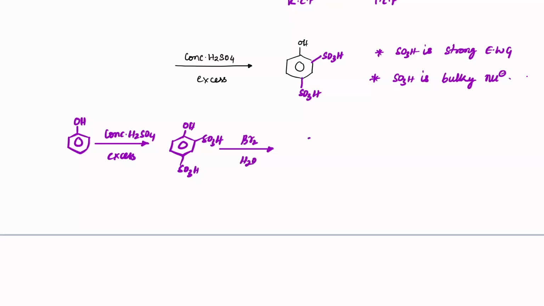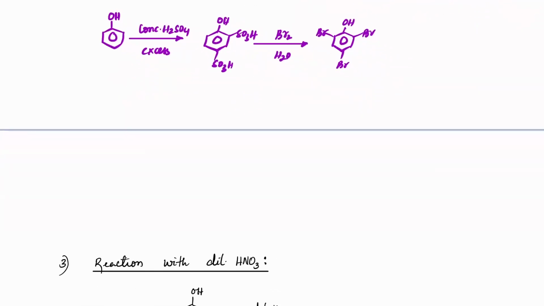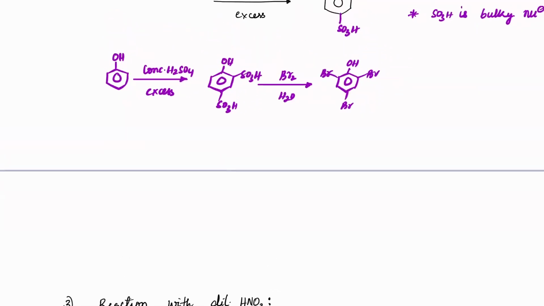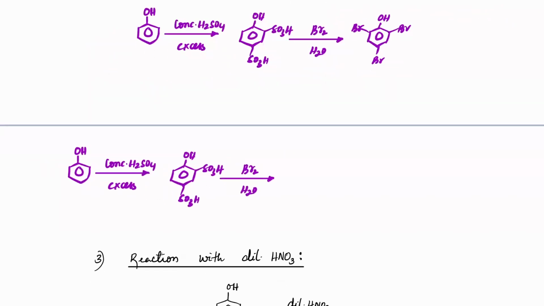Okay, so once you get this, if you are using bromine water, certainly we will get OH here, Br here, Br here, and Br here. So this is the product you will get. Okay. But now notice this one. Same reaction, now I'm making a slight difference. Check out what difference I'm making in this reaction.